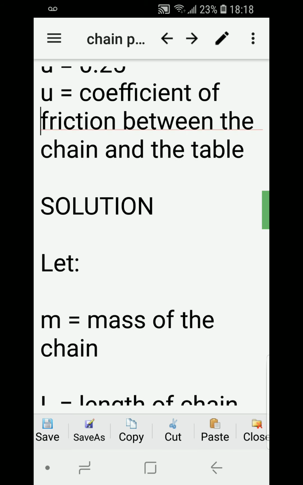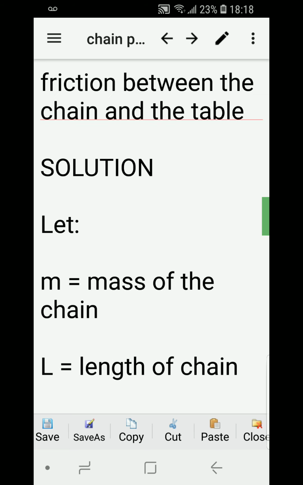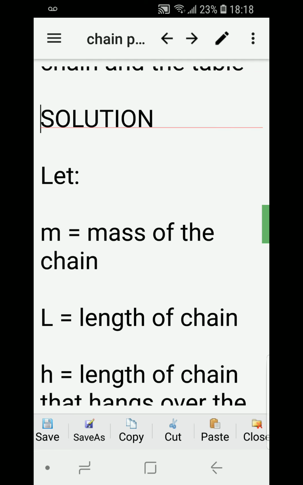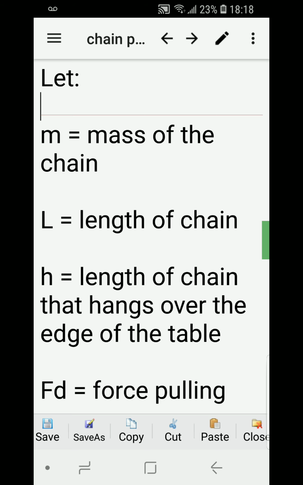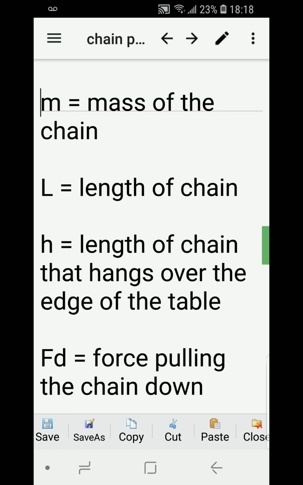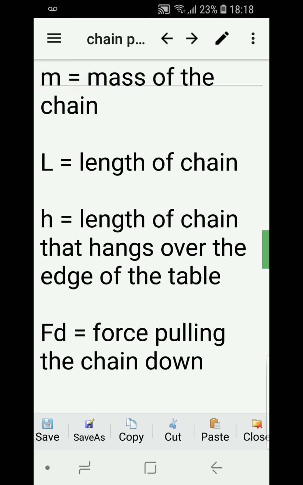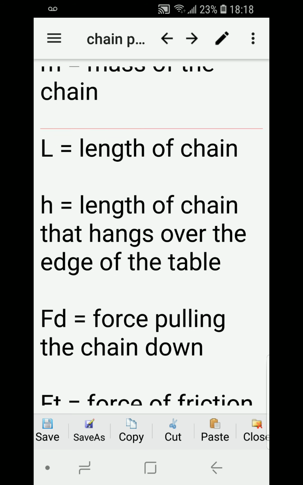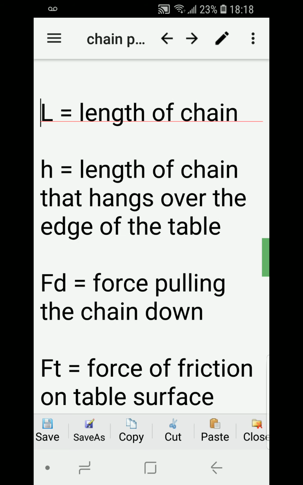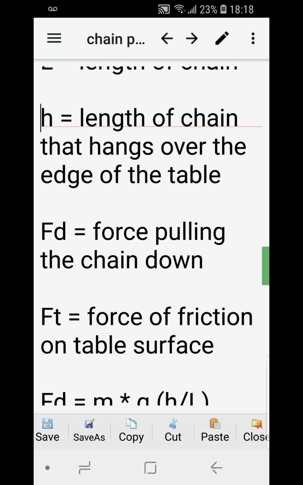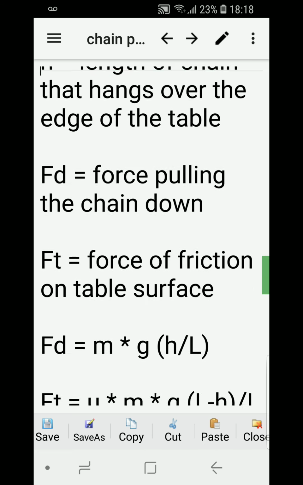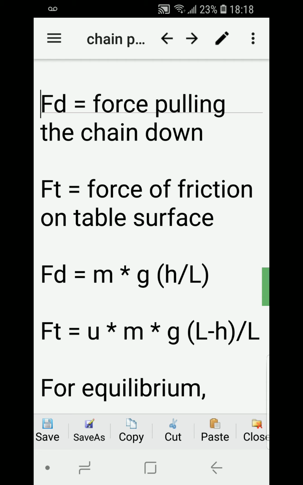So the solution, we need to assume some values here. We let M be the mass of the chain, L the length of the chain, H the length of chain that hangs over the edge of the table without slipping, and Fd the force pulling the chain down, Ft the force of friction on the table surface.